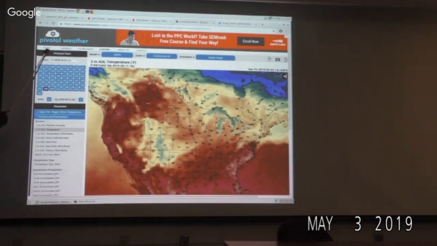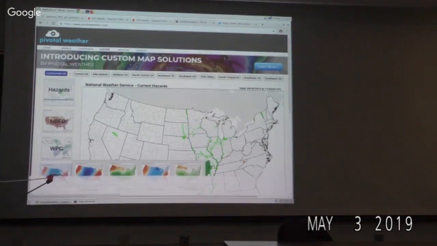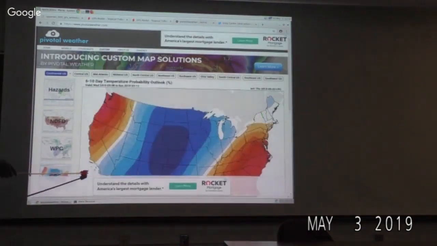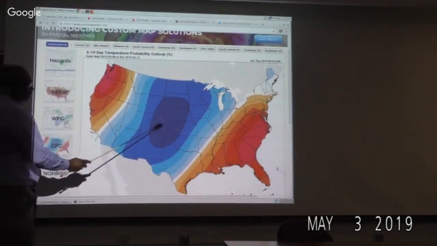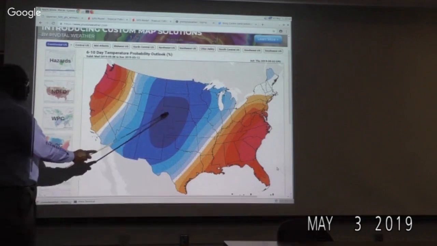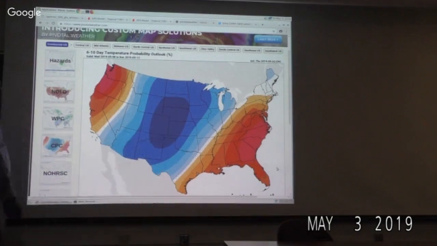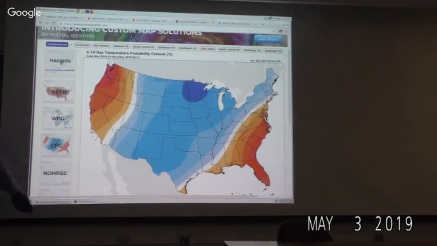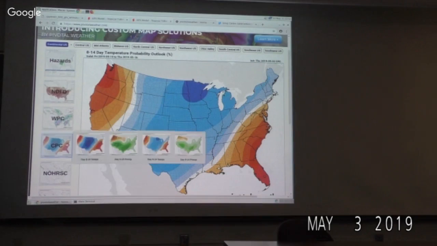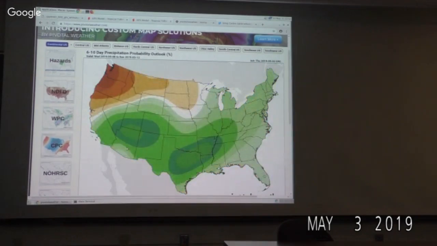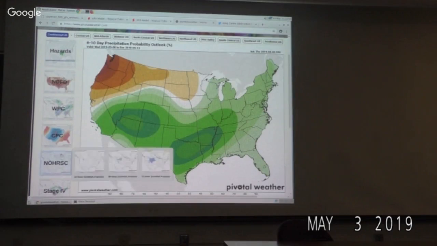If we go back to the home page and look at the CPC outlook, this is the 6 to 10 day outlook, below normal, or I should say, greater chance of below normal. This doesn't mean it's colder, this means greater probability of below normal to our southwest. As we go ahead to the 8 to 14 days, this cool spring continues into mid-May. In terms of precipitation, there's a chance of being somewhat consistent.